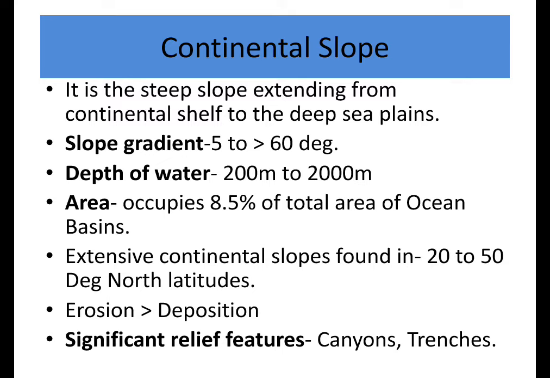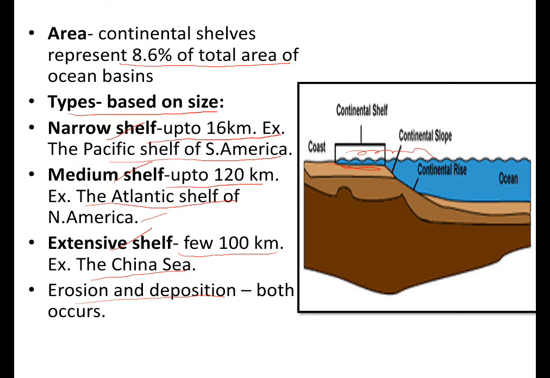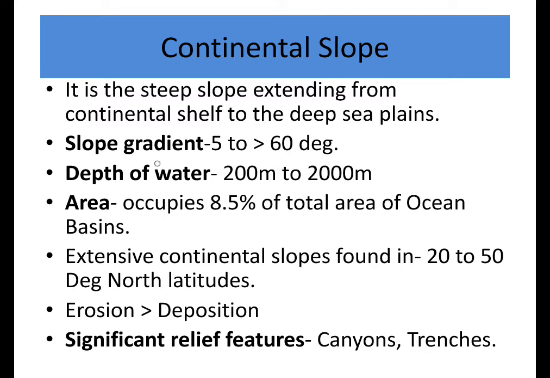Continental slope is a steep slope extending from the continental shelf to the deep sea plains. In this image we can see this is the continent, this submerged region is called continental shelf, whereas this steep slope region is called continental slope, and it's a submerged region. The slope gradient would be around 5 to 60 degrees, and depth of water between 200 meters to 2000 meters, and the area it occupies is 8.5% of the total area of ocean basins.